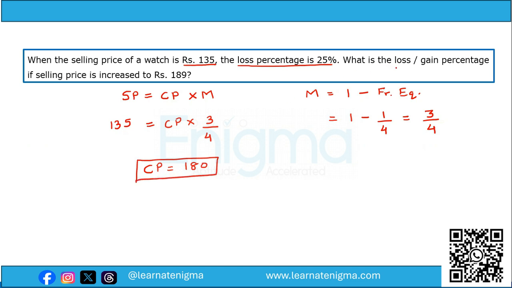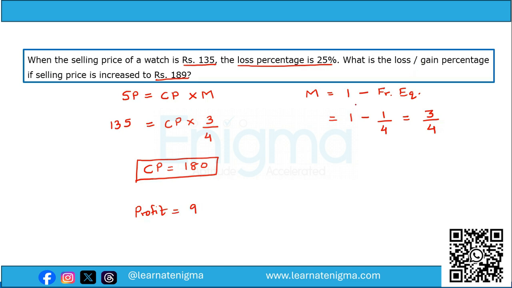Now we have to find out what is the loss or gain percentage if the selling price is increased to 189. Now selling price is 189, which is greater than cost price, that is 180. So there will be a profit of 9 rupees.